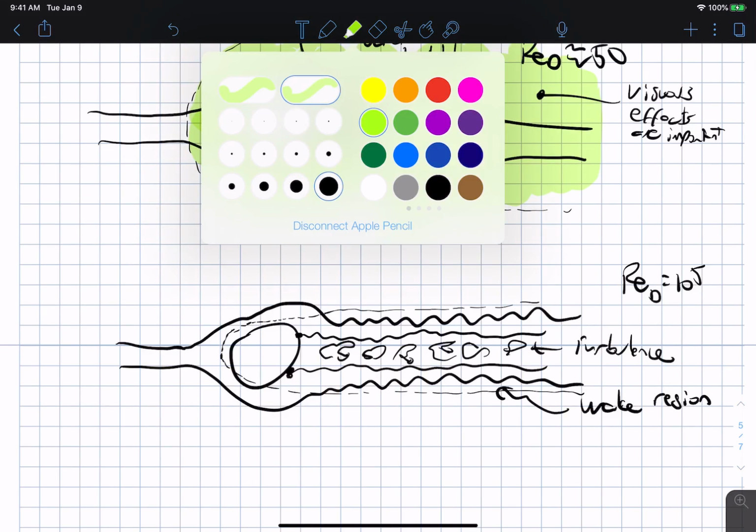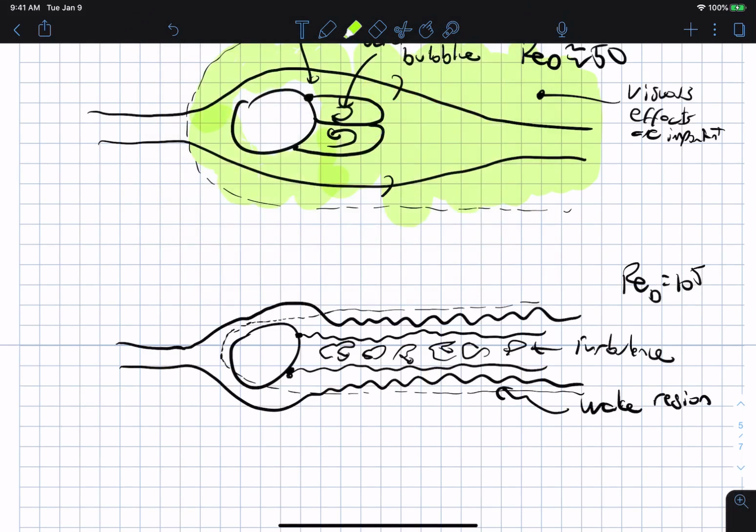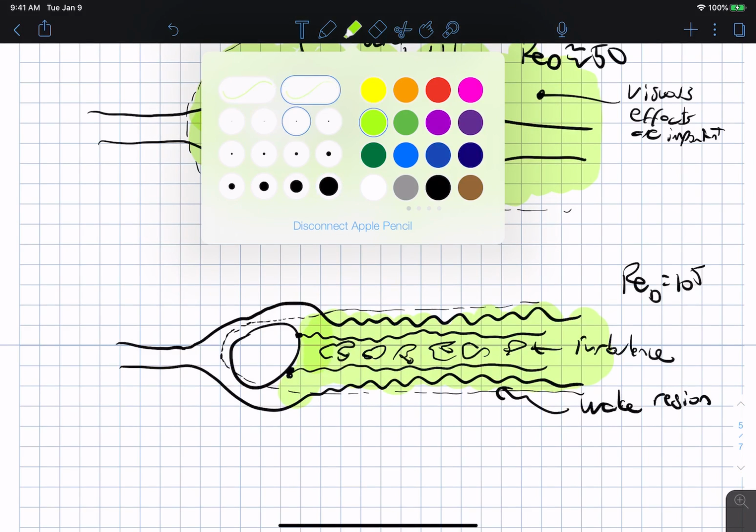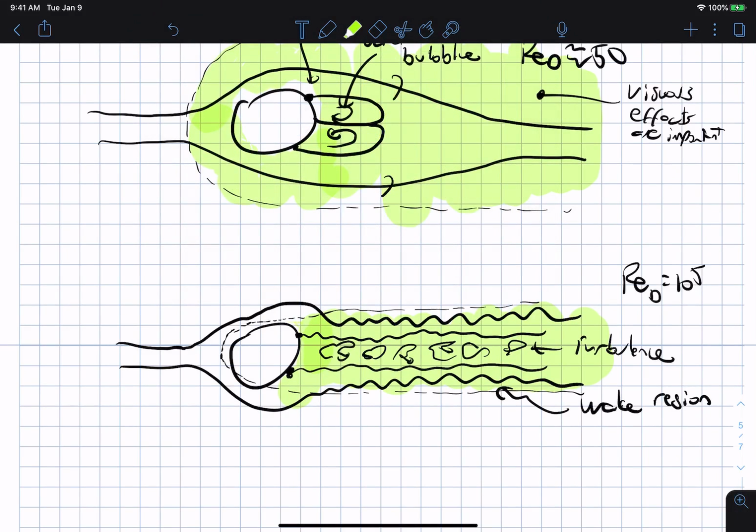Okay, so I'm just going to highlight where viscous effects are important. That'd be in this region here. Then use the smaller one. Okay, and so again, the green area is where the viscous effects are important, and this thin little thing in front of the cylinder is called a boundary layer.